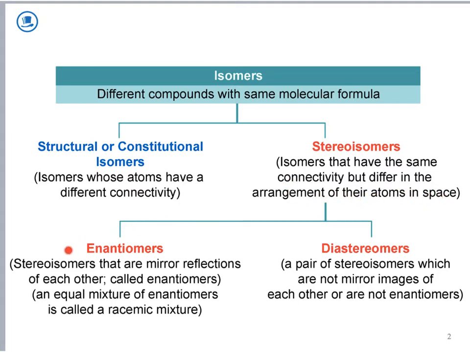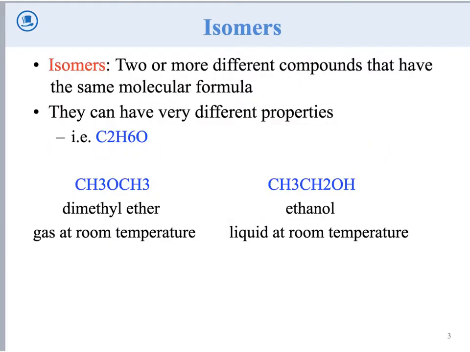There's a couple different types. One of those is enantiomers. These are like our hands. They're mirror images of each other. Another type is called diastereomers, which is a pair of stereoisomers that are not mirror images, and we'll talk more about diastereomers later. So isomers, again, are two or more different compounds that have the same molecular formula.